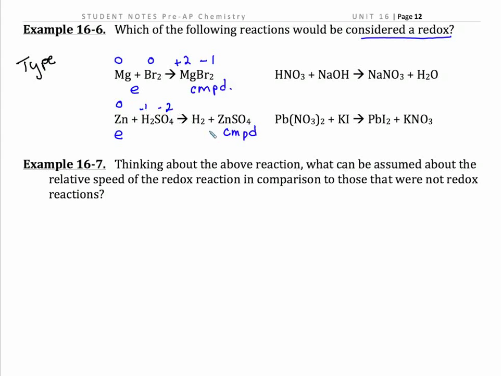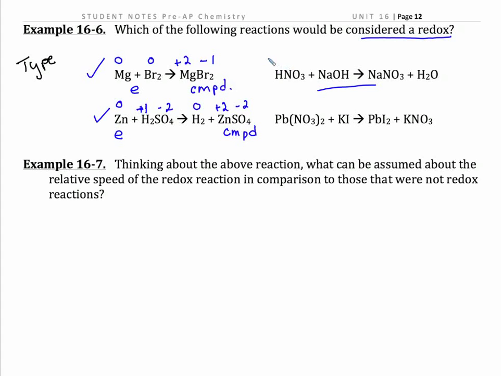I'm going to leave and just do the sulfate together there for now, because we see that it didn't change, so I'm not going to worry about the sulfur and oxygen separately. Zinc went from 0 to +2. That's less negative. It lost electrons. It's oxidized. Hydrogen went from +1 down to 0. More negative, it's reduced. So those are redoxes.